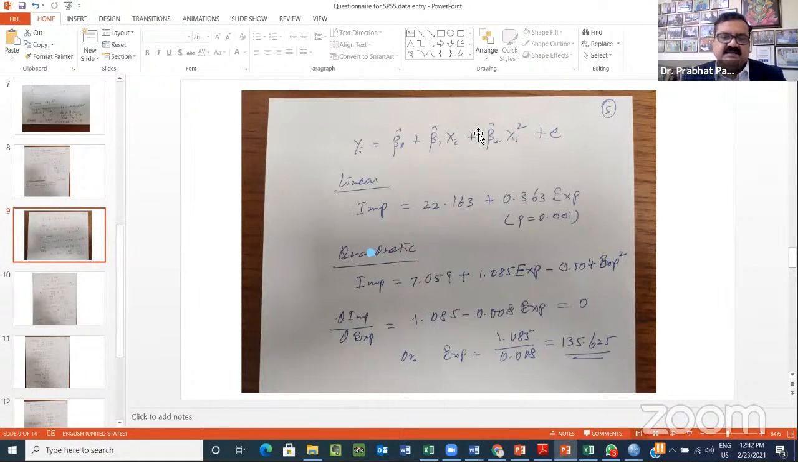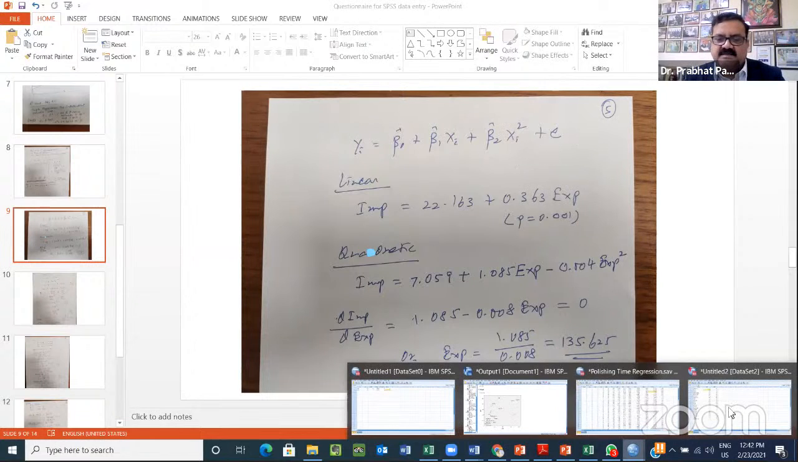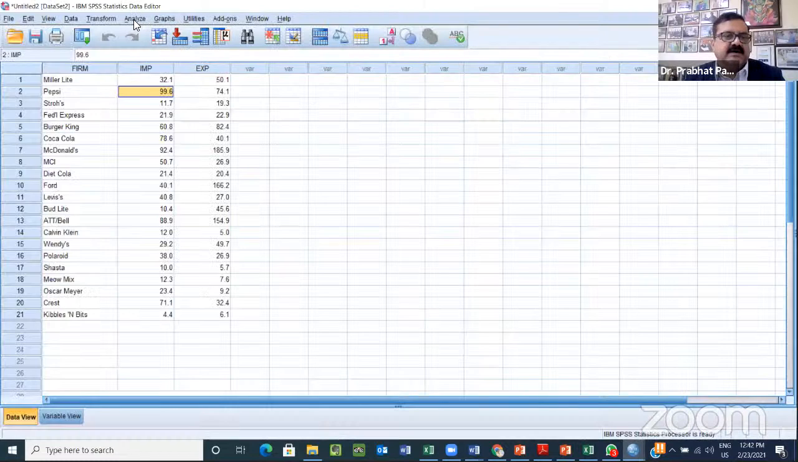And if the sign is positive, this means it's going to give you the lower turning point. And if the sign turns out to be negative, this means it's going to give you the upper turning point. So this is how this quadratic equation is going to work. So let me estimate the curve and then give you some idea about how it works.